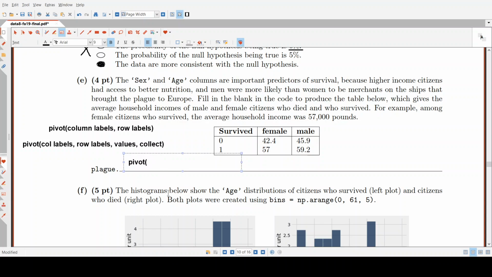So here, we want our column labels first. So we want sex here. Then the second one, we want our row labels. So we would get that by survived. Then the column of the table that we can get our numbers in the table from is income, right? Because it says we want the average household incomes. So we can go income here. And then lastly, we need a function to collect the data. And here, since it has average household income, we want to do np.mean or np.average. So that would give us the answer here.